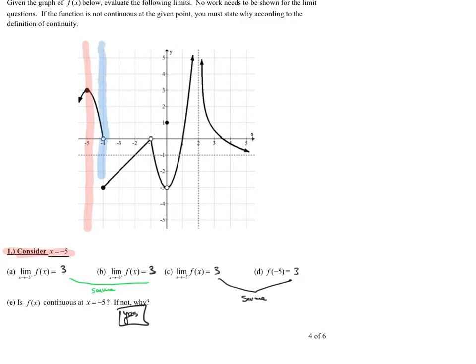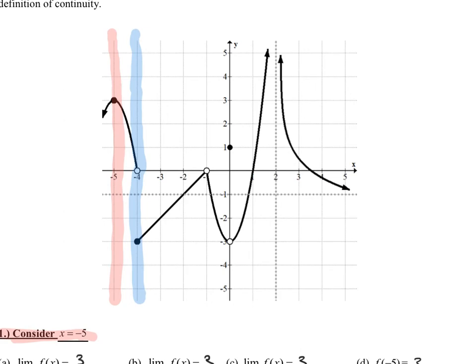Let's look at x equals negative 4. So I'm looking at the blue line on the graph that I just drew. Here's x equals negative 4. Well, let's look at that limit from the left. If I was doing the limit from the left, my y value approaches 0. So the limit as x approaches negative 4 from the left of this function is 0.